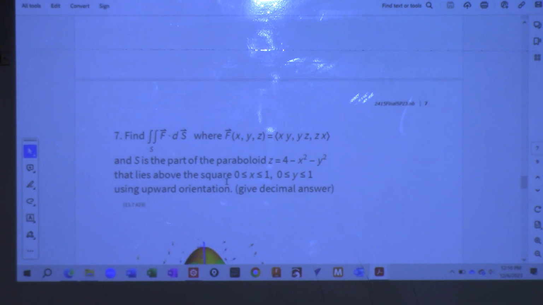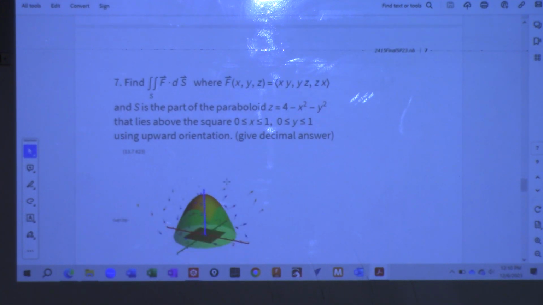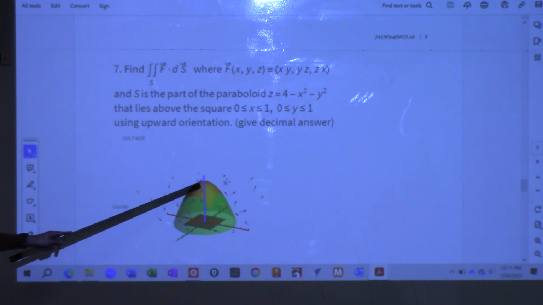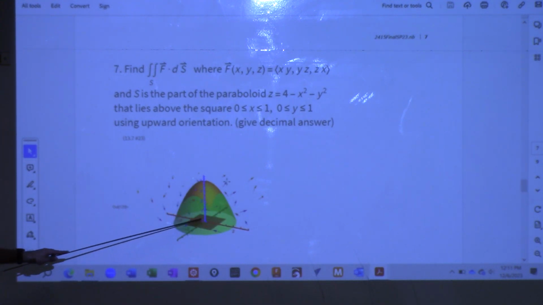Okay, this one right here. Now we've moved on to flux, right? Find the flux. I give you the field, and I give you the paraboloid. This one's a little confusing with the picture because it's hard to see, but the surface we're talking about is this top cap. It's this paraboloid restricted to this domain on the ground. Do you see that? It's hard to see in black and white. Sorry about that.